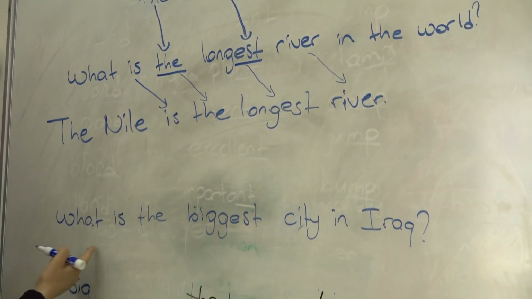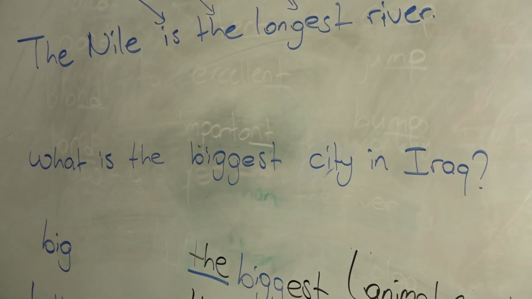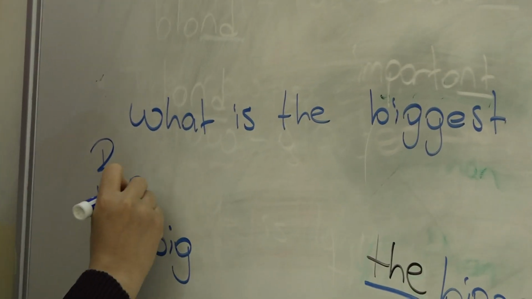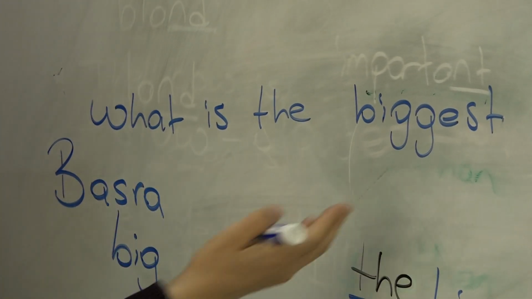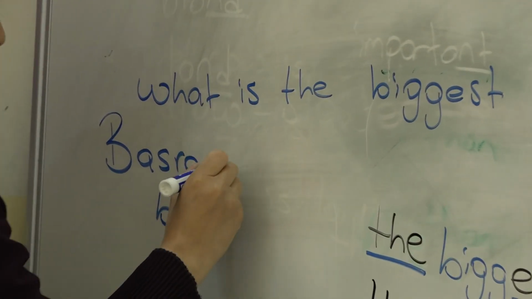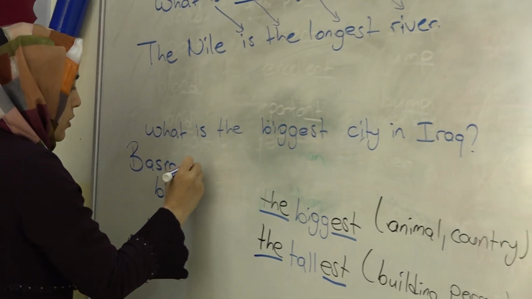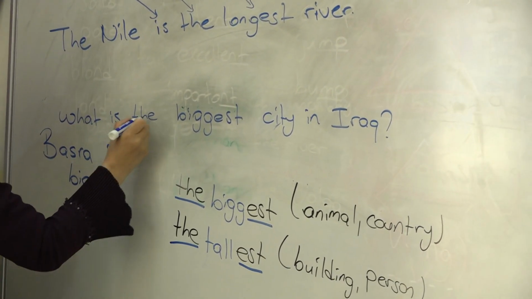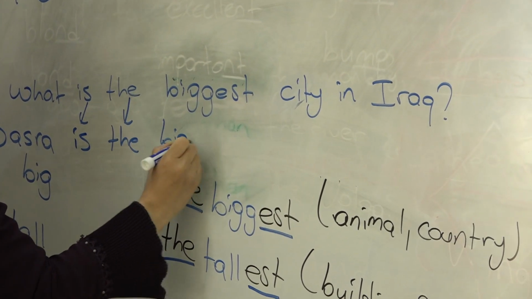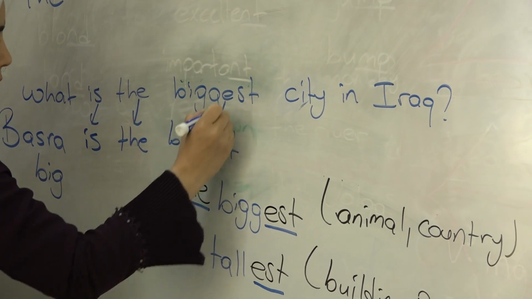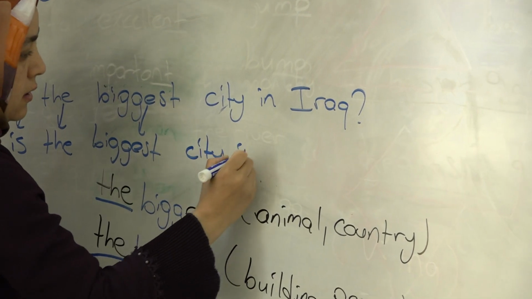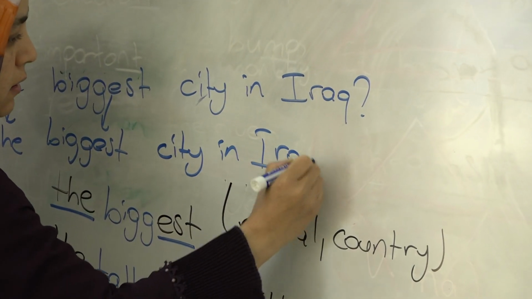The second question is, what is the biggest city in Iraq? Because it asks the biggest city in Iraq, I say Basra. I use the same structure. Is, I don't change it. Is the, I don't change it. Biggest, again, I don't change it. Basra is the biggest city in Iraq.